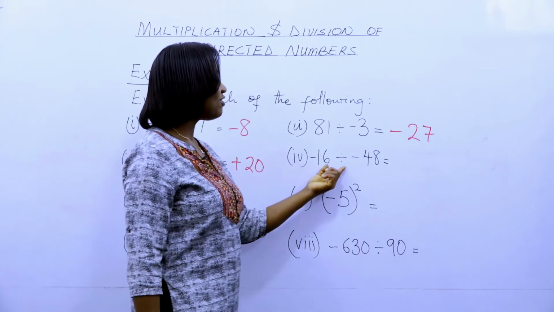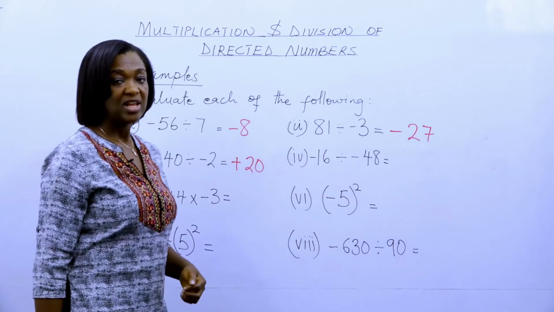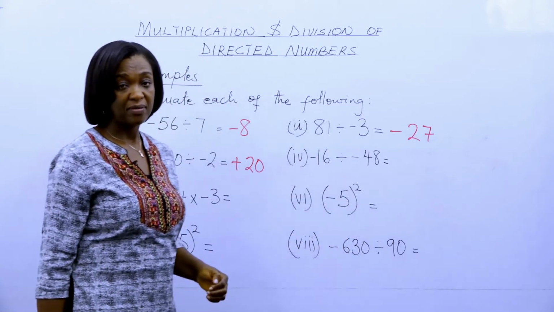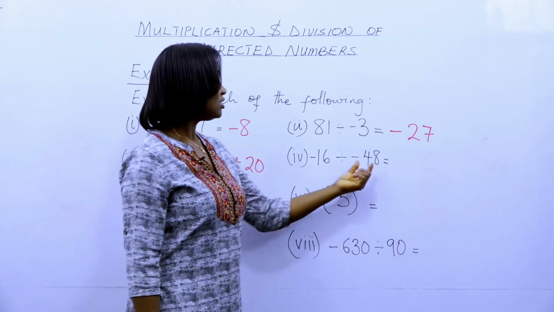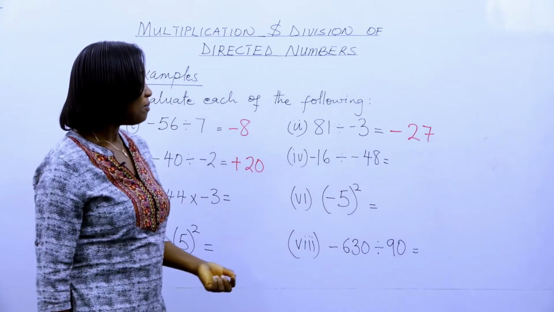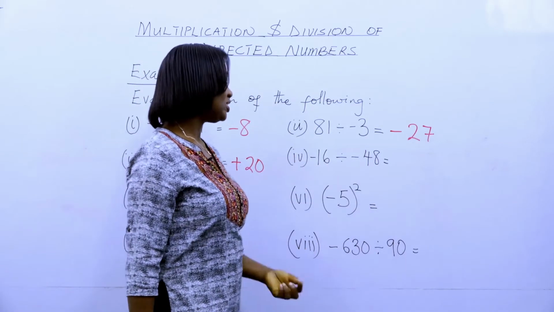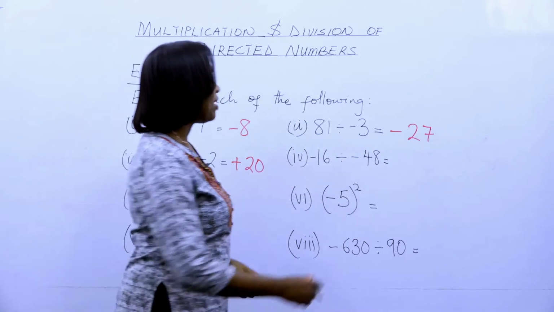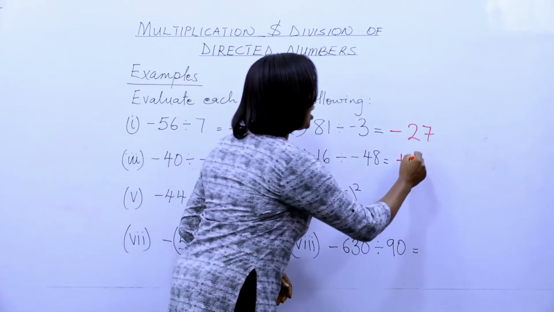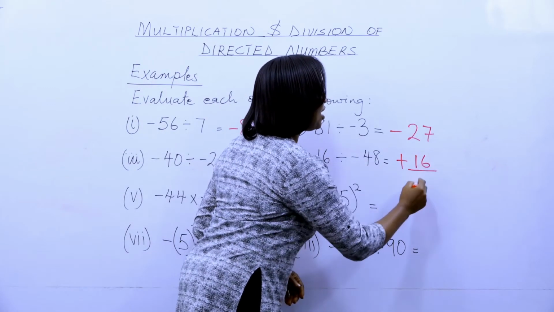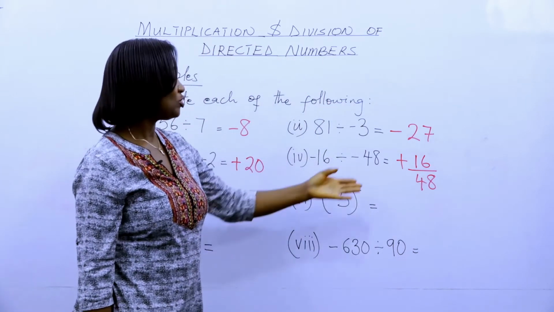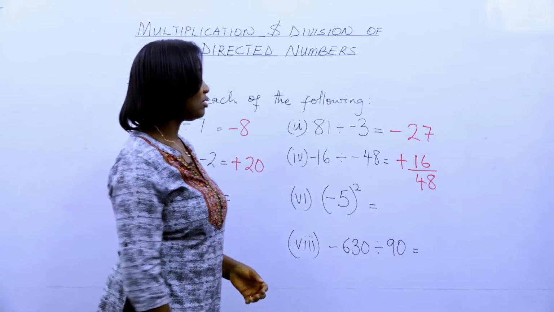Minus 16 divided by minus 48. This time, we are dividing by a bigger number in terms of digits. 16 and 48. 48 is greater than 16. But we're dividing minus 16 by minus 48. Minus divided by minus will give us positive. And then 16 divided by 48 is the same as 16 over 48. So here our answer is going to be a fraction.